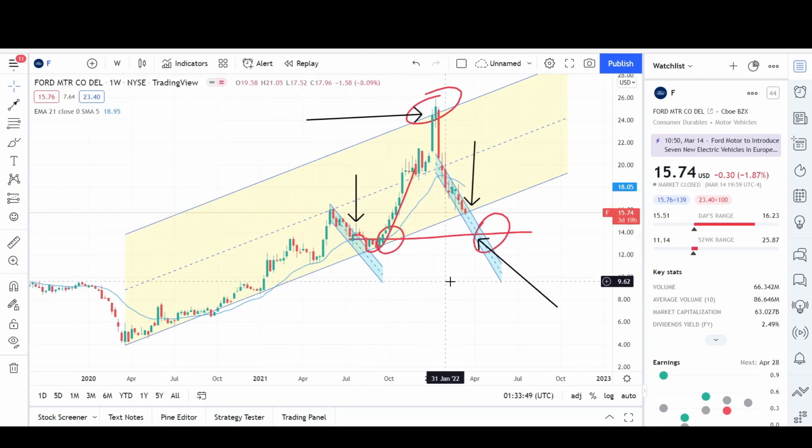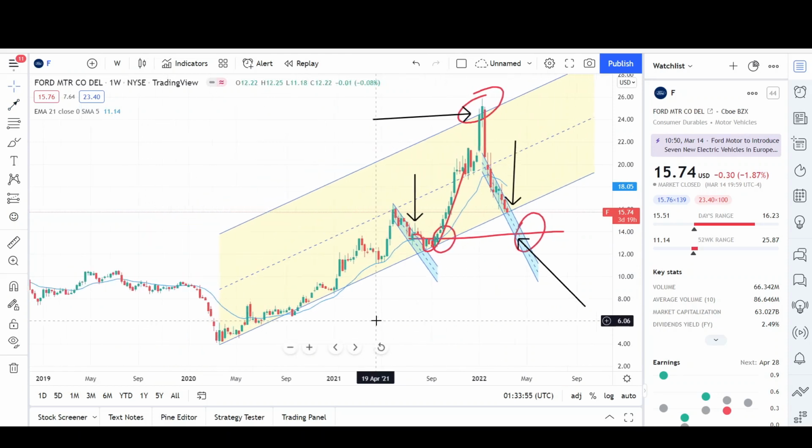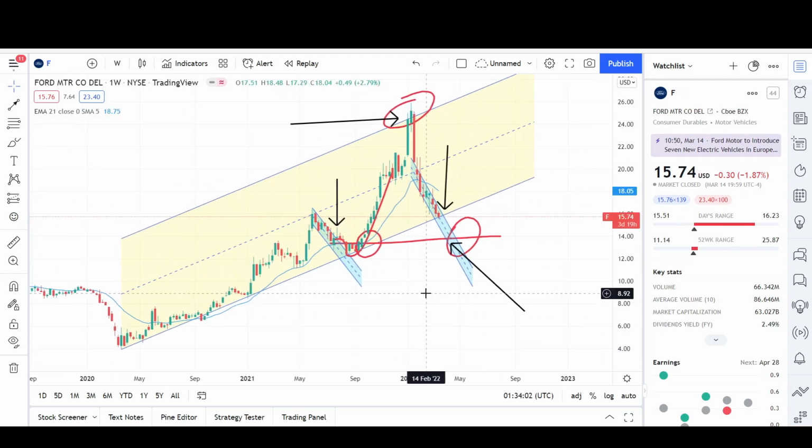I don't see extremely low targets as of right now. Maybe we can go back to those 2020 levels, but as of right now, it doesn't look like it. A lot of other stocks are back at their 2020 levels, but as of right now, Ford doesn't look like it. So I'll give you guys an update if anything else changes. So the target that I have is right at that $13.50 level.